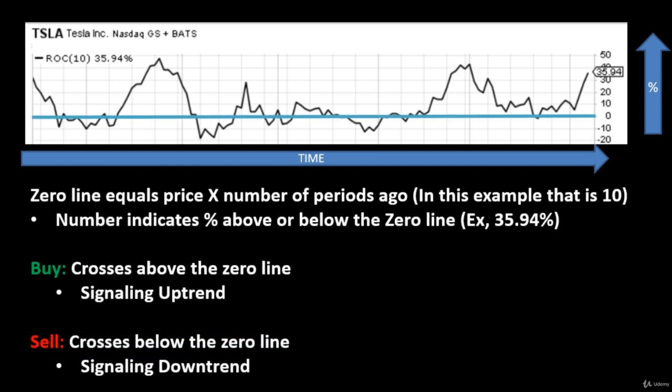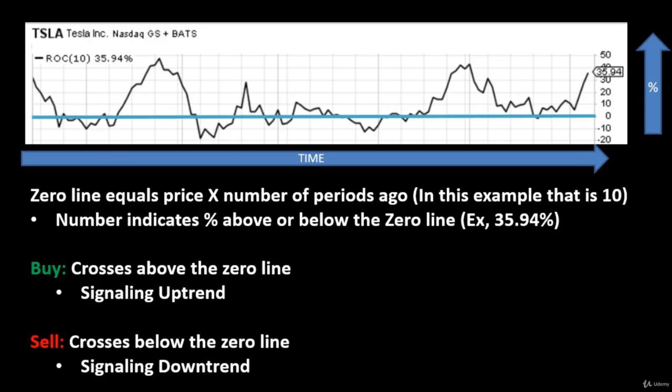The zero line equals the price basically X number of periods ago. In this example, we're looking at 10 periods. So the zero line gives you an indication of how much above or below that price was 10 periods ago. Again, we're looking at acceleration, deceleration; we're looking at momentum. Again, not price on the right-hand side, it's a percentage. So you see it's 35.94.